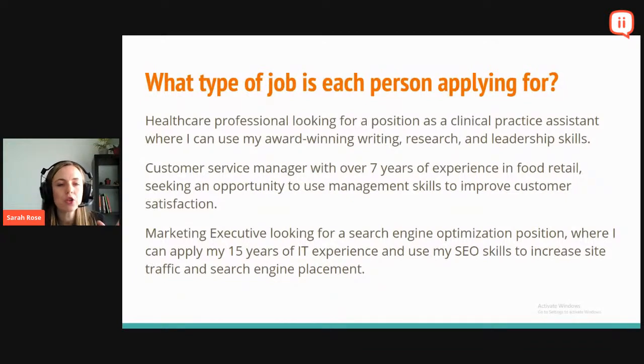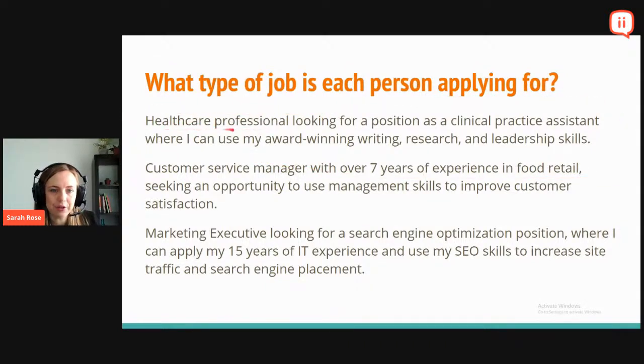Okay, so number one, what job do they want? Healthcare professional looking for a position as a clinical practice assistant where I can use my award-winning writing, research, and leadership skills. Okay, this is a lovely short objective. What job is this person applying for? Can you see?